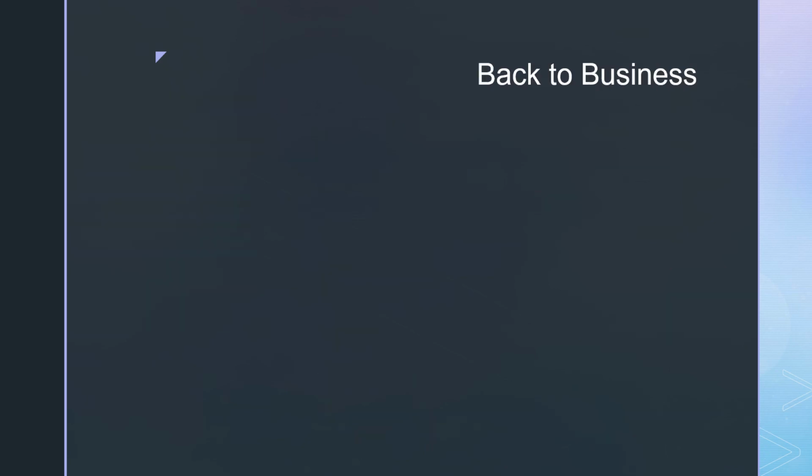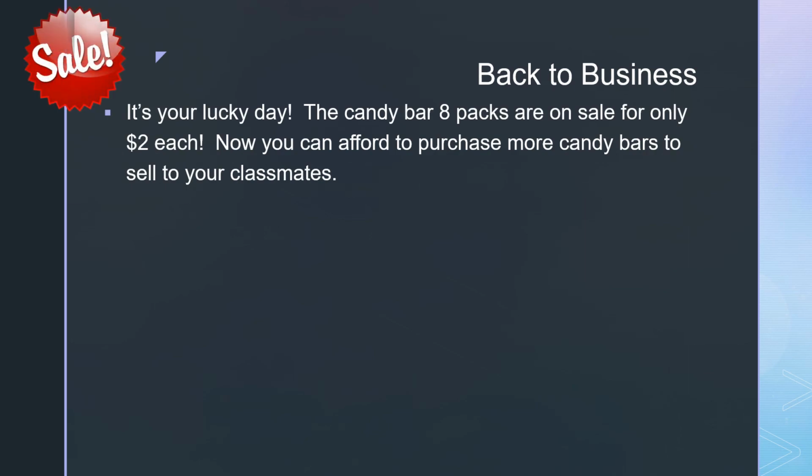Okay, let's jump back to that scenario, and I'm going to throw another curveball in this one, okay? It's your lucky day. The candy bar 8-packs that you used to buy for $4 are now on sale for only $2 each. That means you can afford to purchase more candy bars to sell to your classmates. You walked in the store with $4, you thought you were going to get one 8-pack, you walked out of that store with two 8-packs.